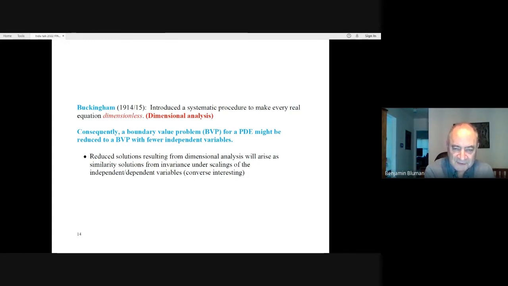But what we're interested in is the consequence of this for a partial differential equation. So as a consequence of this, a boundary value problem for a PDE might be reduced to a boundary value problem with fewer independent variables. Now, how does that relate to what I'm talking about? Well, one can show, because the dimensional analysis involves the constants and the variables. Now, when we reduce the number of variables, the constants don't enter into the picture, but one can show through various theorems that the reduced solutions resulting from dimensional analysis will arise as similarity solutions from invariance under the scalings of the independent and dependent variables only.